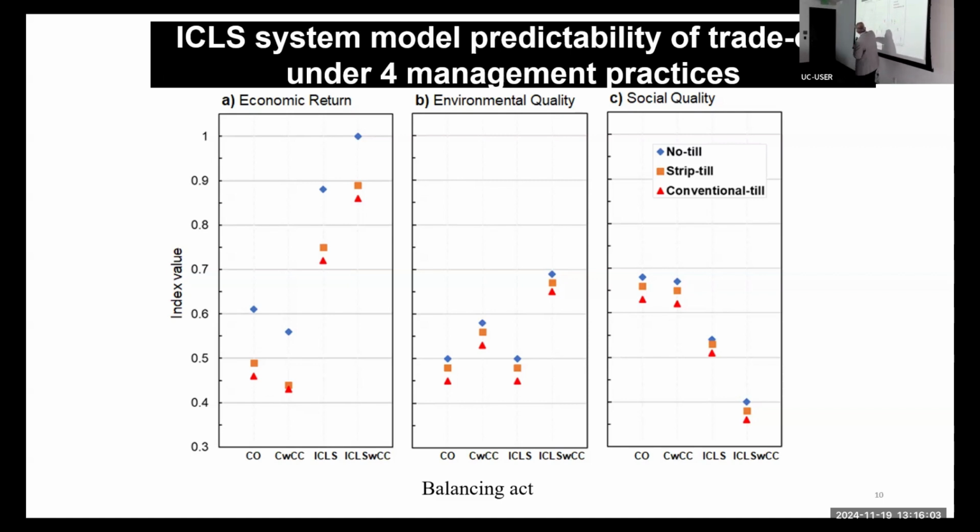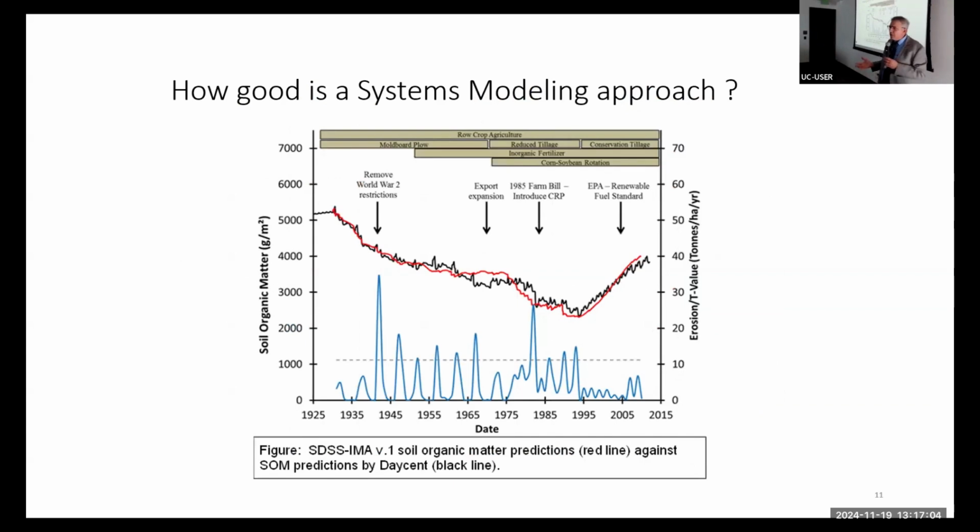And what you see here is, for each of those components and its indices, the performance of each of those management practices under no-till, strip-till, and conventional till. For example, we see that ICLS with cover crops is the champion when it comes to economic return, and does fairly well on environmental quality, but when it comes to social quality and labor engagement, things drop down. Of course, there are some caveats: livestock requires certain intensive periods, and in other periods it's more routine work. Anyway, how good is the system modeling approach?